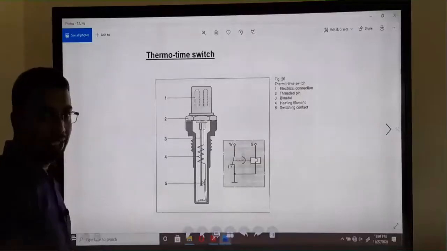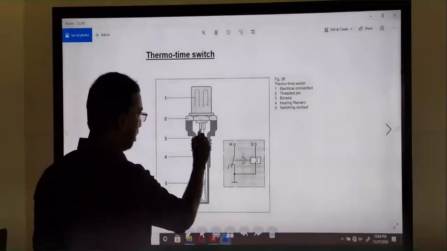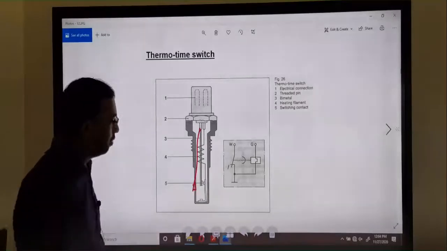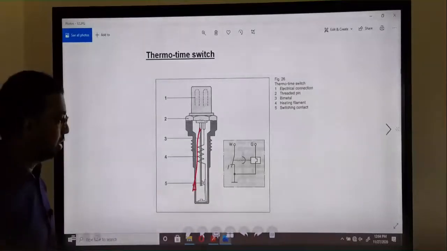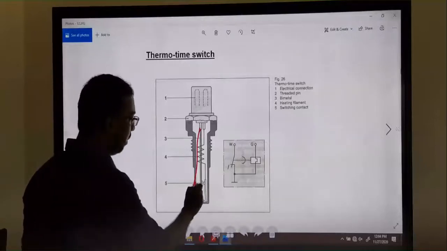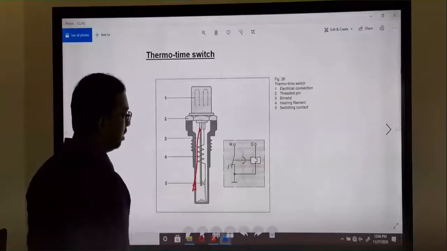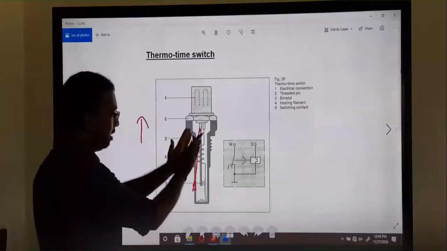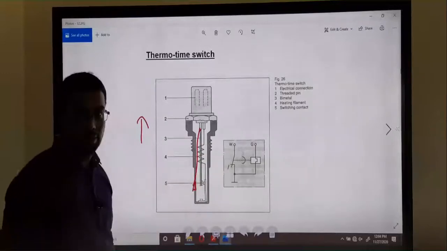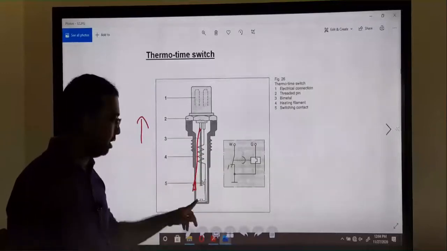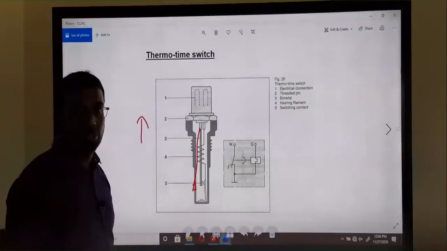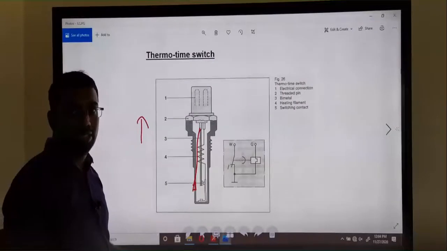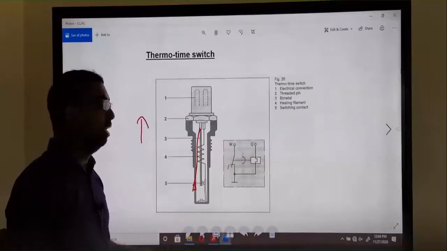When this temperature is high, what will happen? This moves like this, okay. That time in this connection, this is open, not touching, there's a gap. So the temperature is raised, this starts to move like this, okay. So that time there is no touch or no connection with this switching contact. So that time automatically the cold start injector stops its spray or its function.